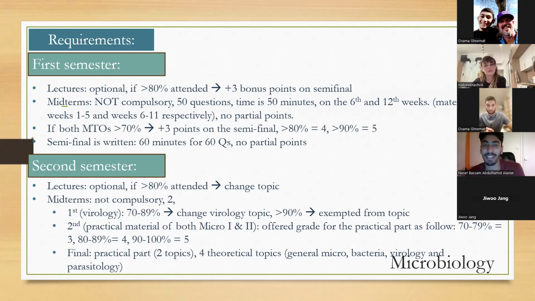Above 70%, you're going to get an offered grade of 3. This is for the practical part only. Above 80, you're going to get 4. Above 90, you're going to get 5.